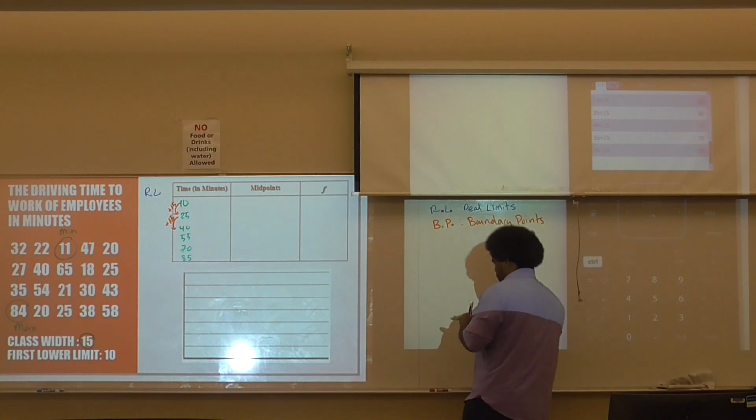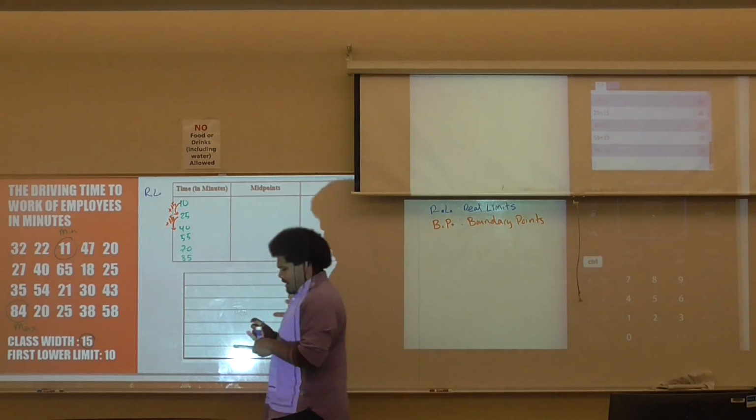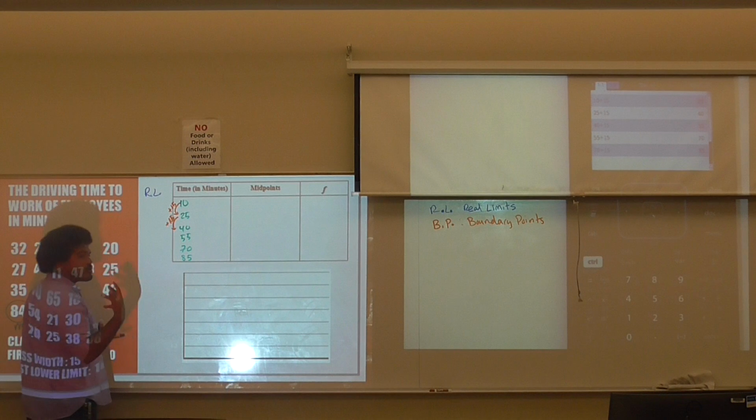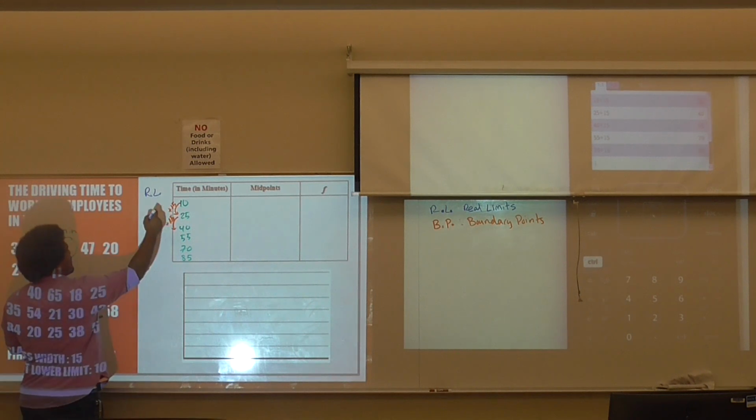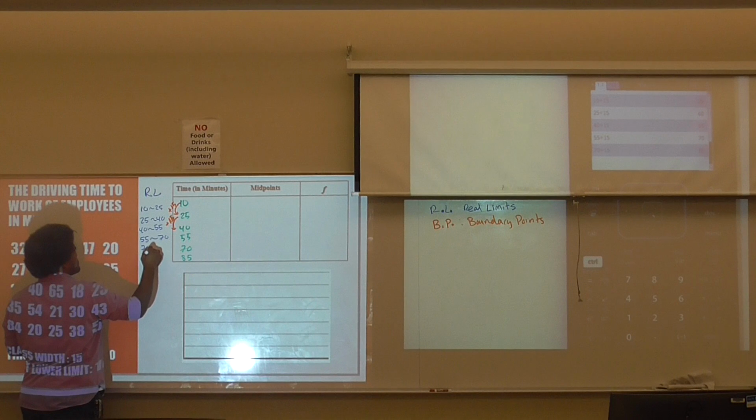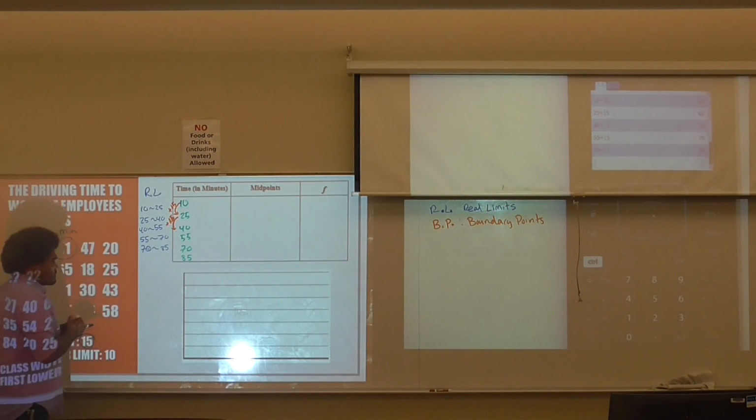Okay, notice how long it takes to write and I don't have that much space. But over here, the real limits. Well, the real limits are literally from lower limit to lower limit, because those are the real limits. And we'll see why very shortly. So 10 to 25, 25 to 40, 40 to 55, 55 to 70, 70 to 85. Okay, so these are the real limits.